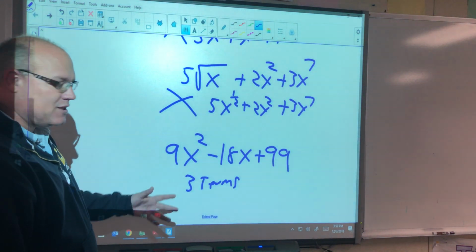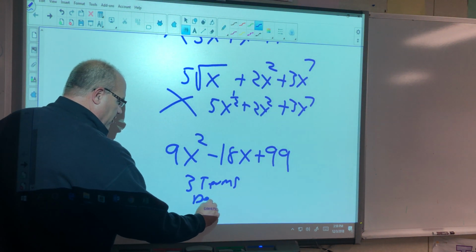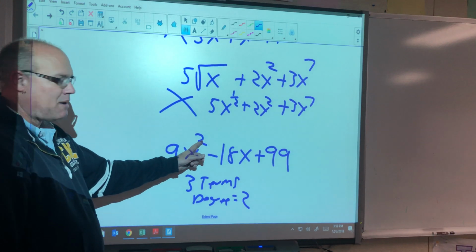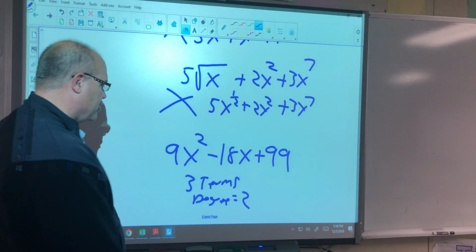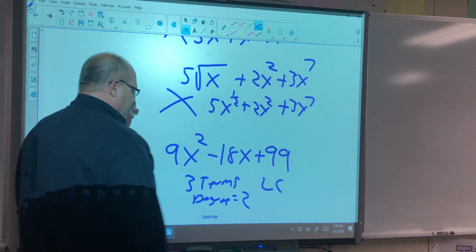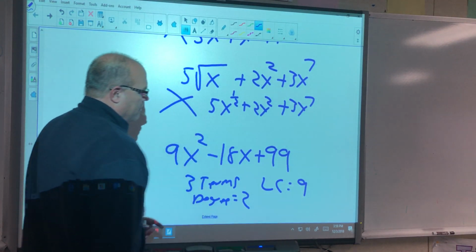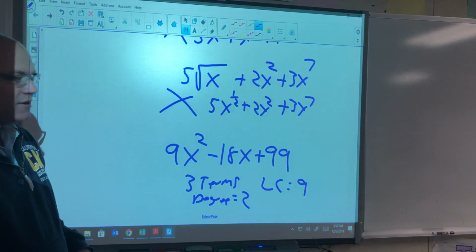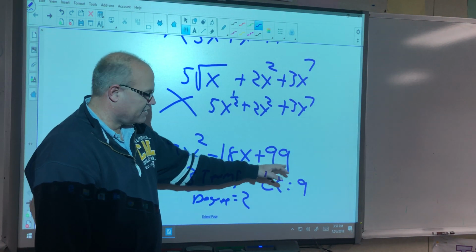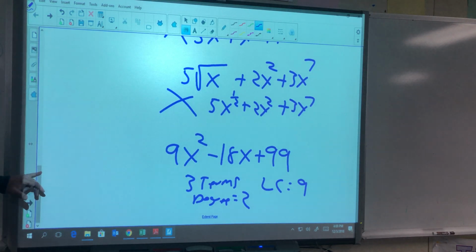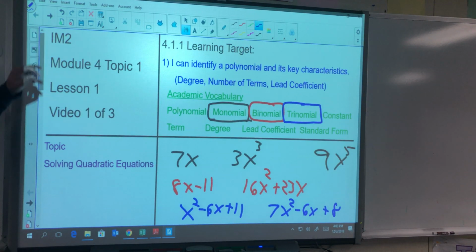The degree of this polynomial is equal to 2, right? It's the highest power. And then the lead coefficient would be 9. The coefficient is 9. And if I ask you for the constant, it's the number, the constant is 99. All right? And that's it for the vocabulary with polynomials. Stay tuned for video 2 of 3.